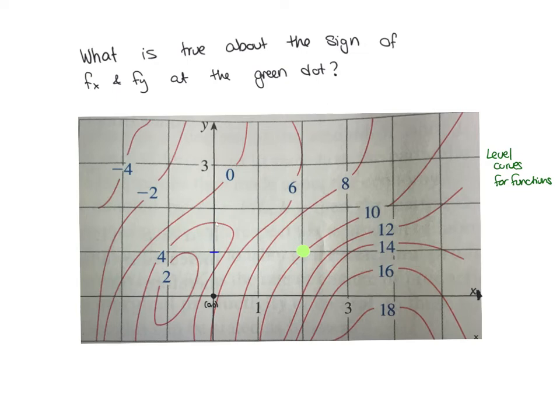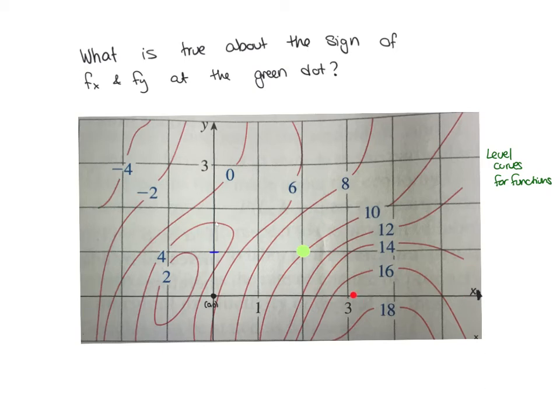In this question, we're given the level curves of a function. So we're given those places where the function has a constant value, and each of those are labeled with whatever the value is at that point. And we want to know the sign of fx and fy at that green dot. So let's think about how we can do this. I'm focusing on this green dot here.